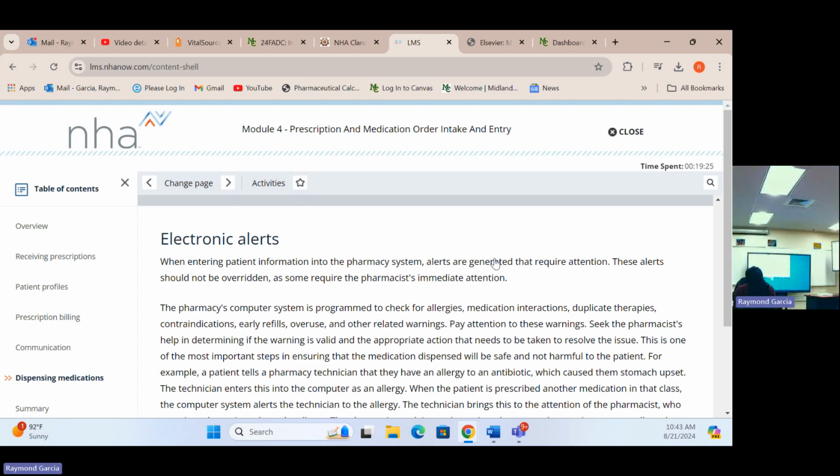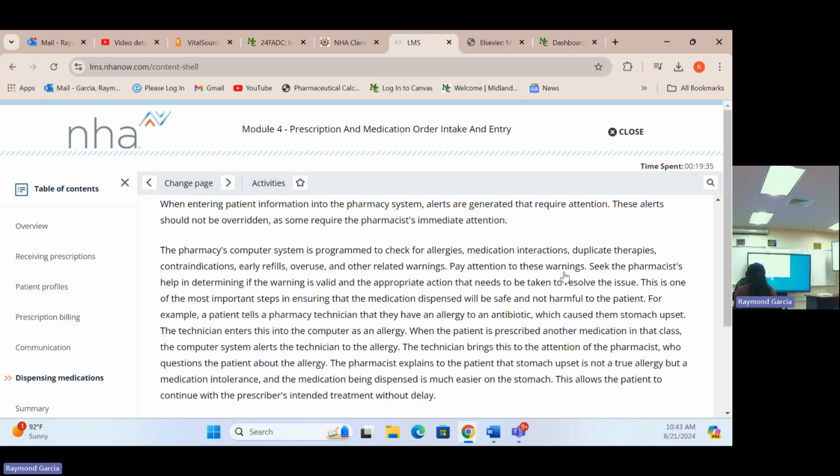When entering information into the pharmacy system, alerts are generated that require attention. These alerts should not be overridden, and some require pharmacists to get attention.